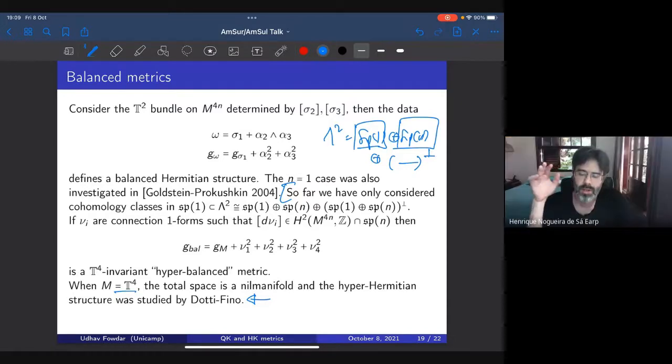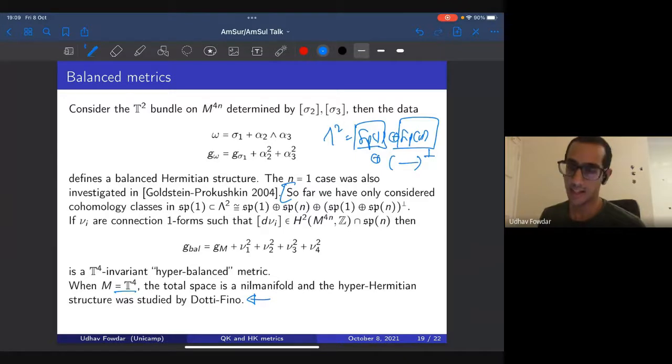And you can do this in dimension 4n or just in dimension 4. I believe in any dimension, but as far as I know, this has been done only in the positive scalar curvature case. In the negative one, I don't think so, as far as I know.